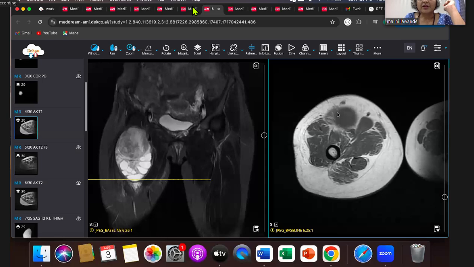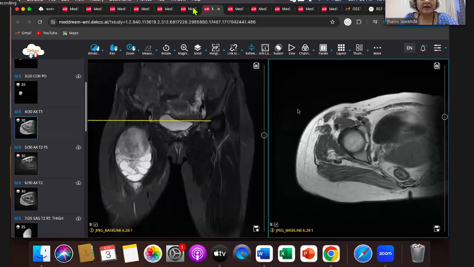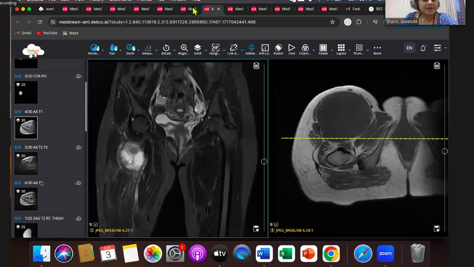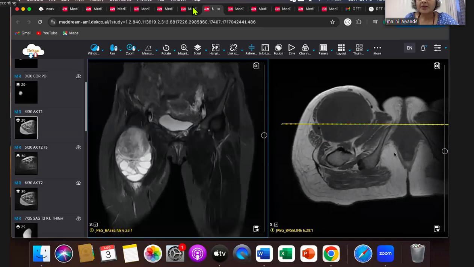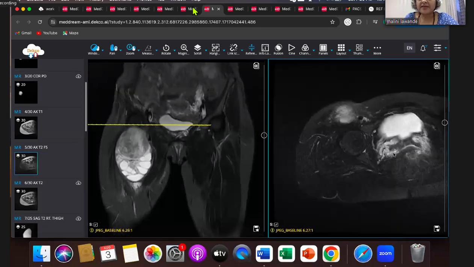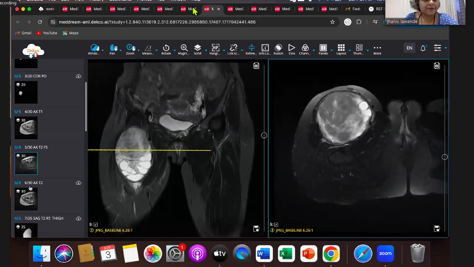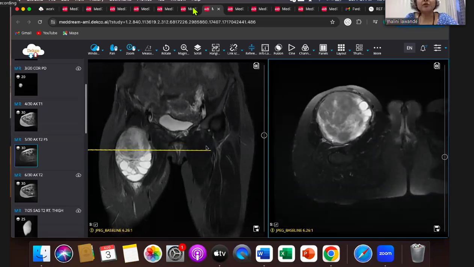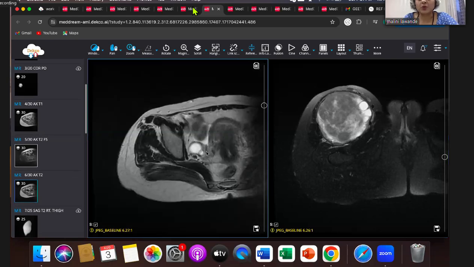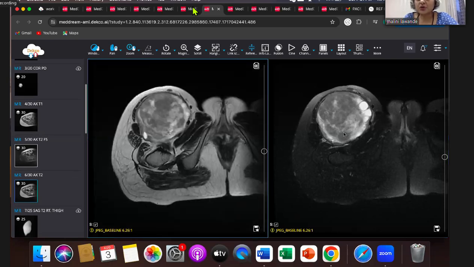So now what are we thinking of? This is a very large lesion. This is the T1 weighted image. This is the STIR image. This is fat saturated T2 weighted image. Remember, in tumor, you always want to do plain T2 also, because STIR shows you the lesion, T1 shows you the fat planes, and T2 shows you both.